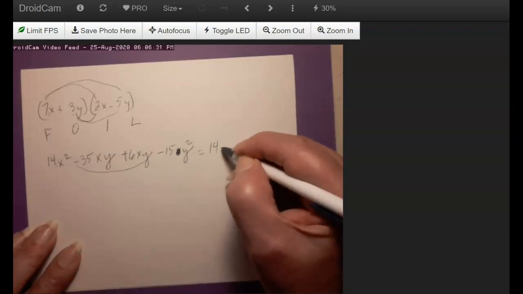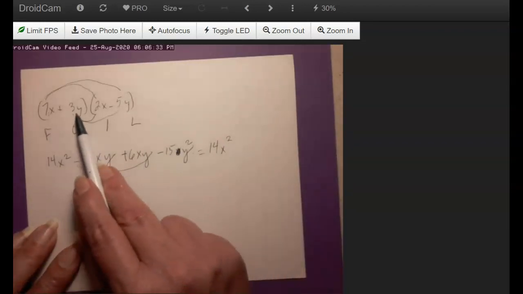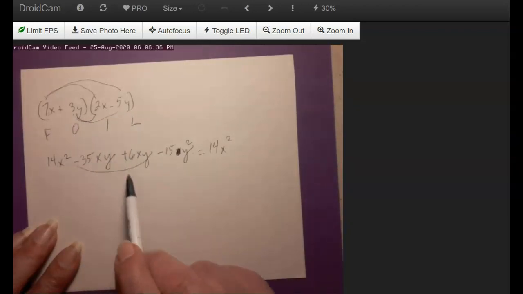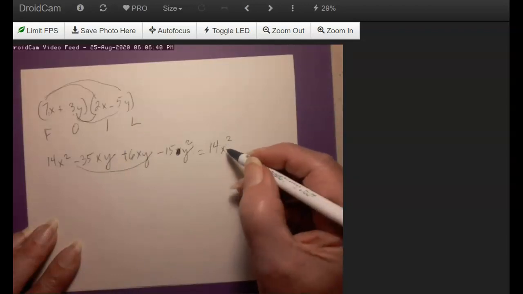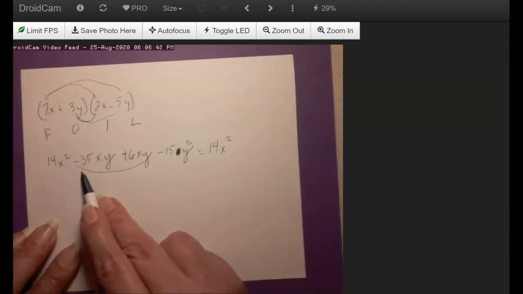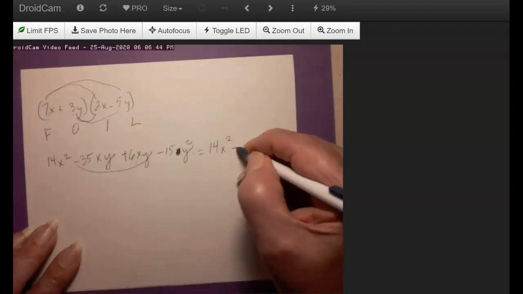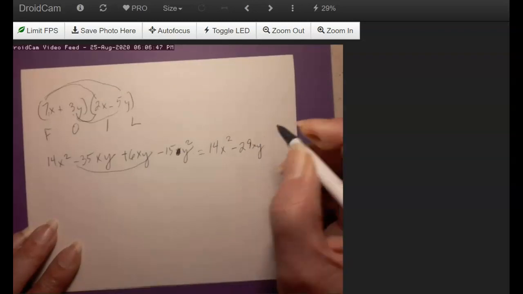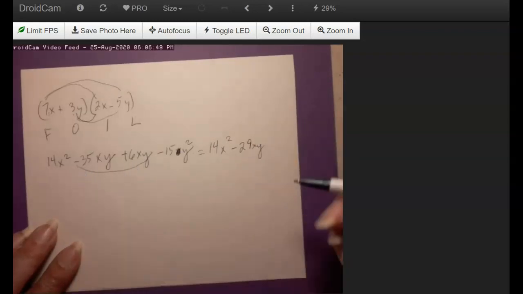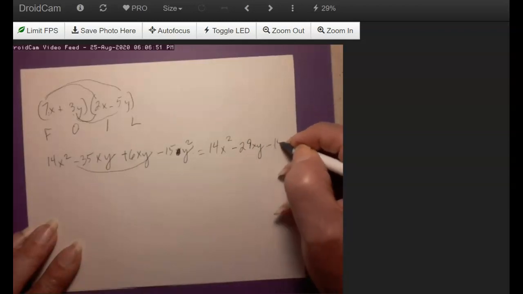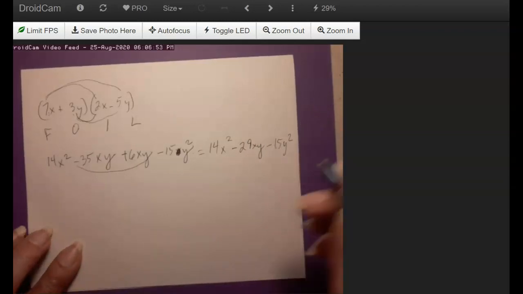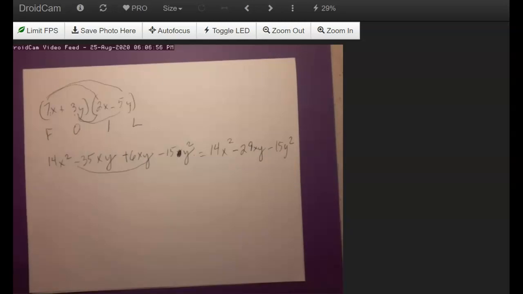So I get 14x squared. You can't always. These could have been x and z here, in which case I wouldn't be able to collect them because I'd have x's and z's. So 14x squared minus 35 plus 6 is going to give me a minus 29xy. Again, if you're going to miss these, make sure you pick up your calculator. Minus 15y squared. So that gives you an example. That concludes the lecture for 1.2. 1.1b. So you're ready to complete those exercises.